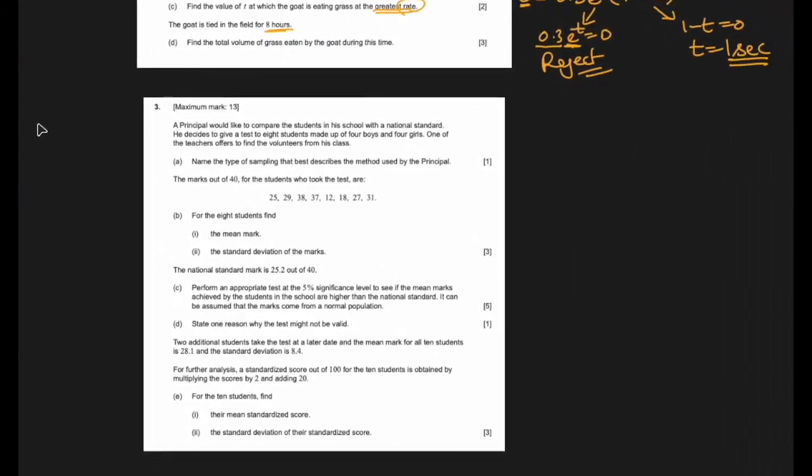Okay, question number 3 now. Question number 3 says, a principal would like to compare the students in his school with a national standard. He decides to give a test to 8 students made up of 4 boys and 4 girls. One of the teachers offers to find the volunteers from his class. Name the type of sampling.